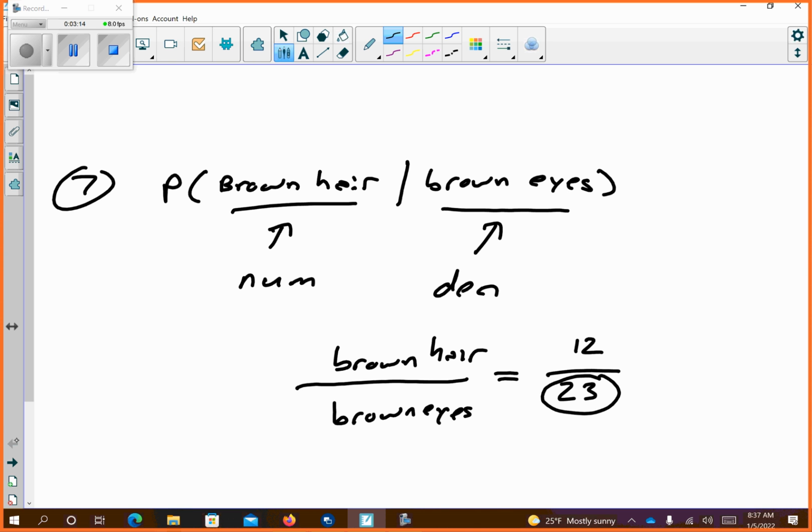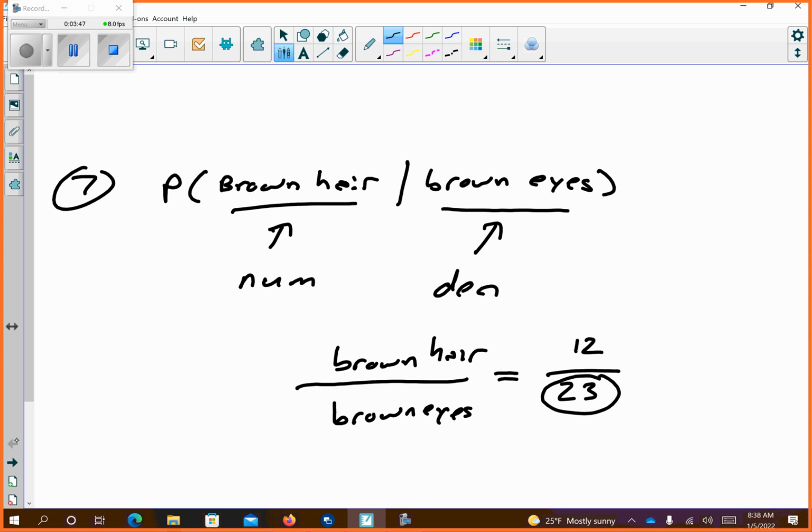Okay, so I look over, I find the eye color. You go up to brown on the eye color, and you go all the way across. There's 23 people that have brown eyes, and that'll be my denominator. Then I say, okay, how many of those 23 people would also have brown hair? So it'd be 12 out of the 23.